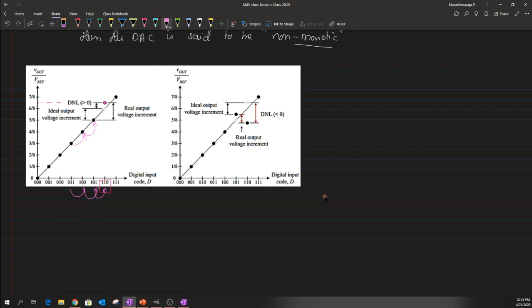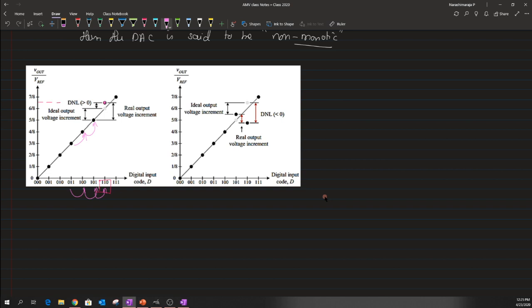This happens just because the DNL has a value greater than 0. Even though we have a DNL error at 110, the outputs are still monotonic, which means that an increment in the input digital data results in an incremented output voltage. So that is what we mean by this.